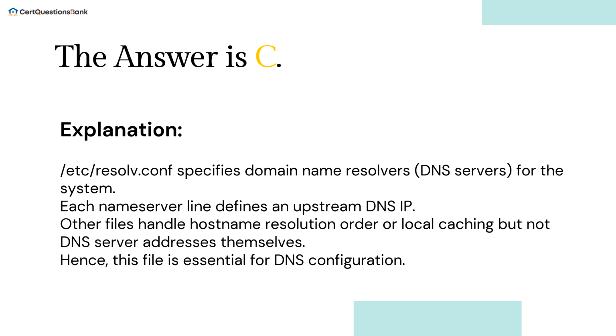/etc/resolv.conf specifies domain name resolvers, DNS servers, for the system. Each nameserver line defines an upstream DNS IP. Other files handle hostname resolution order or local caching but not DNS server addresses themselves. Hence, this file is essential for DNS configuration.